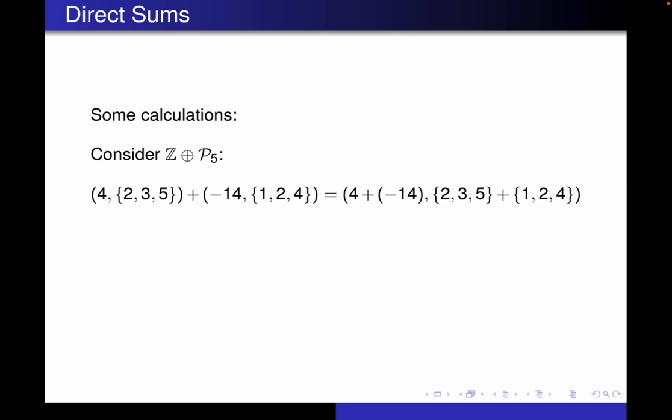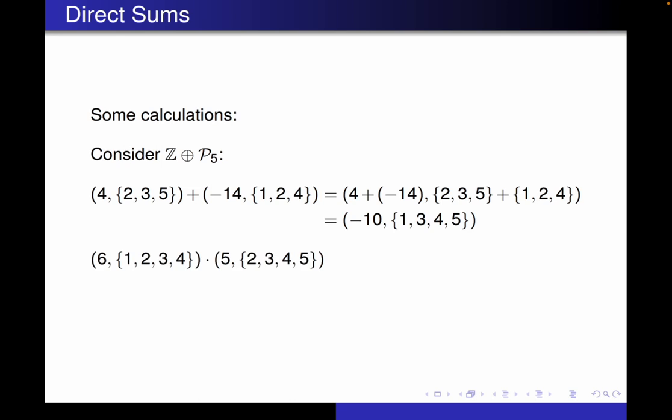So what we're going to do is add the x coordinates, add the integers, and add the y coordinates, add the sets together. And then we just have to remember how to do addition. Well, for the integers, that's not so bad. 4 plus negative 14 just gives you negative 10. And for the two sets, remember, for addition, you're taking the union, and then you're removing the intersection. So you're putting all those elements together and taking away 2 because 2 appears in both sets. So you end up with 1, 3, 4, 5.